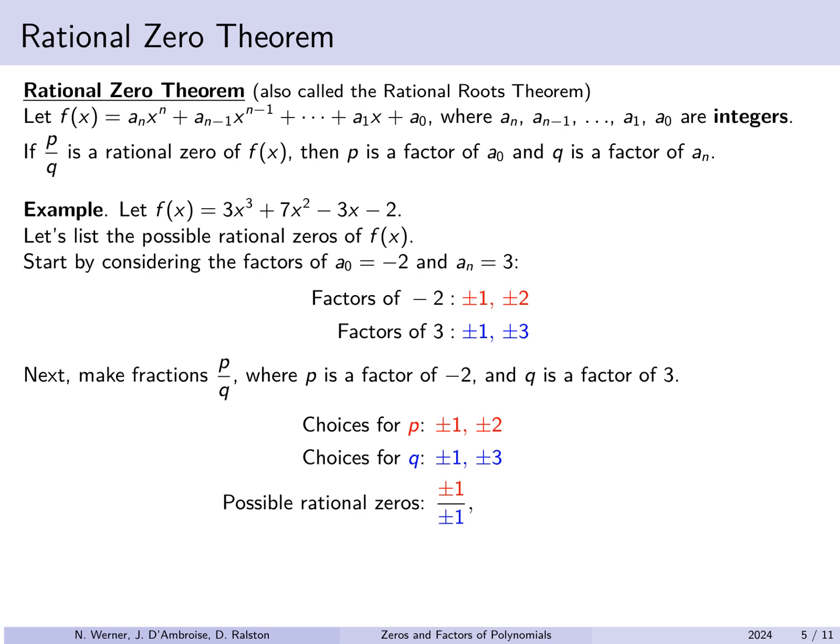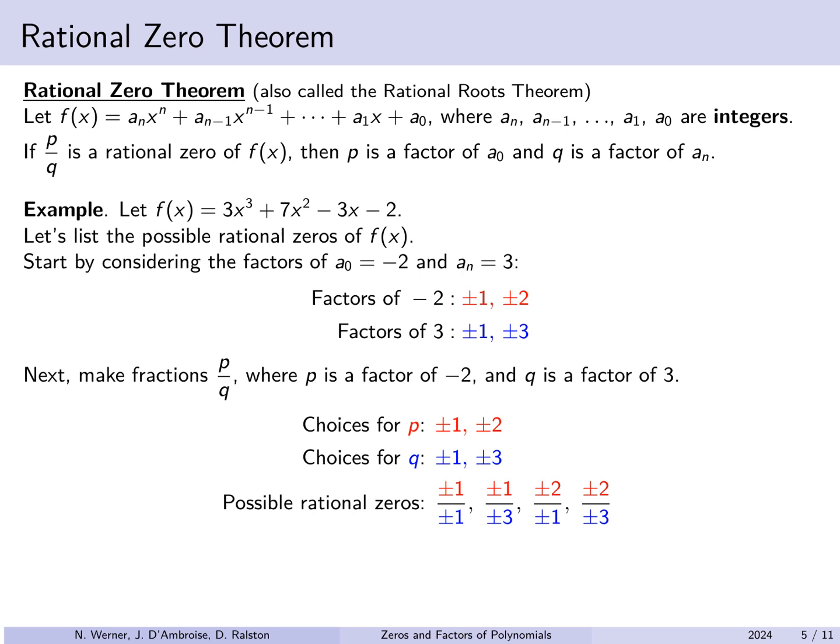So what is the possible list of rational numbers that might be zeros of this polynomial? Plus or minus 1 over plus or minus 1, plus or minus 1 over plus or minus 3, plus or minus 2 over plus or minus 1, plus or minus 2 over plus or minus 3. Observe our numerators were choices for p, factors of negative 2, plus or minus 1, plus or minus 2. Our denominators, in contrast, were factors of the leading coefficient, plus or minus 1, plus or minus 3.